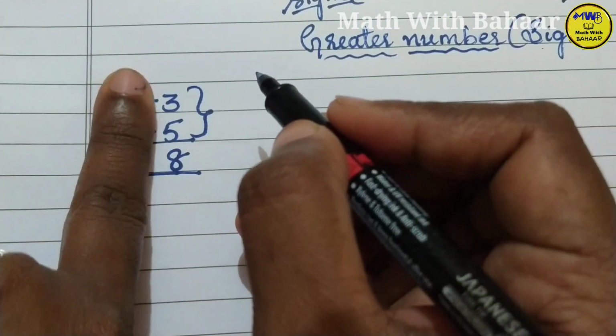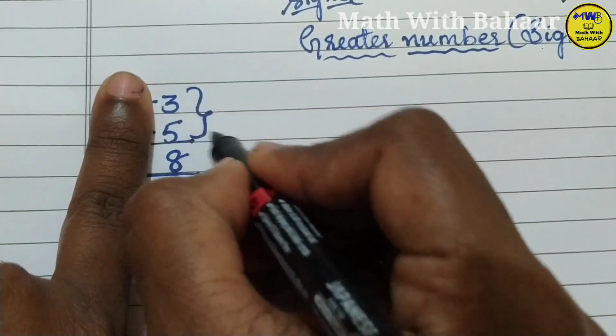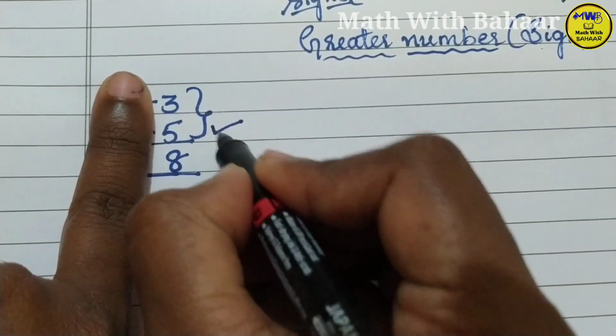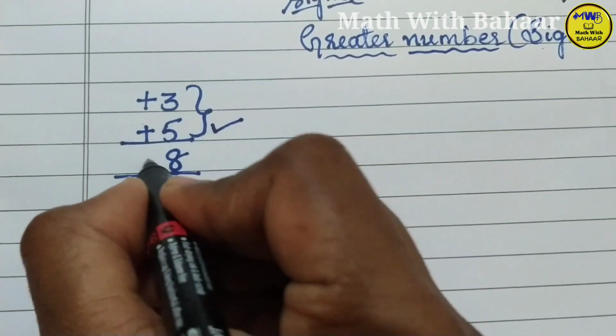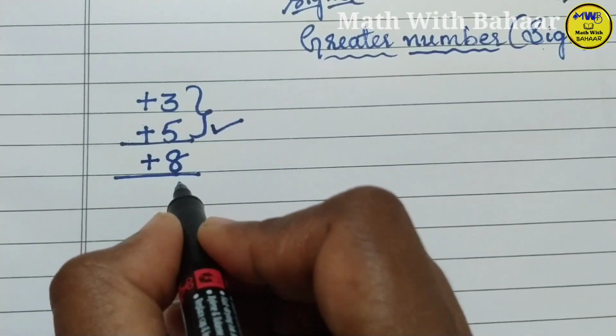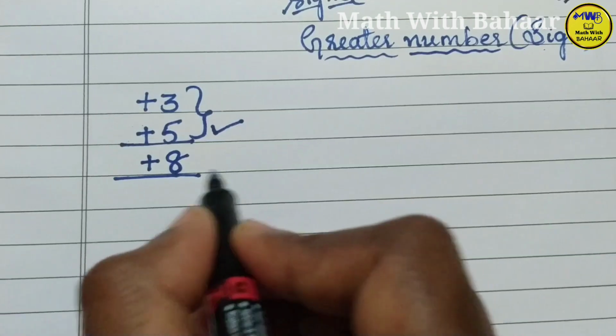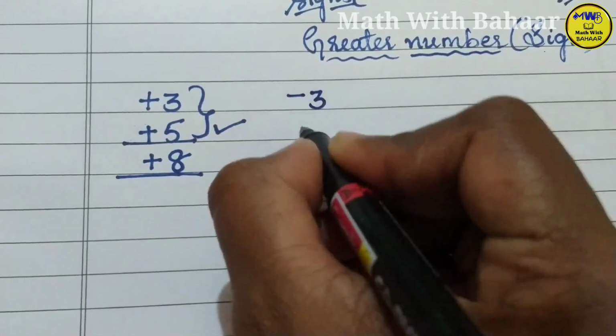And the third rule says that we have to allot the greater number's sign. So cover the signs now and check which number is the greater one. As you can see, 5 is the greater one, and what is the sign that is before it? Yes, it is plus. So we are going to put plus in the result. So the answer is plus 8. Let us take our next question.